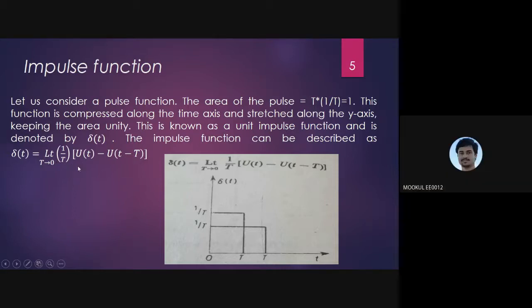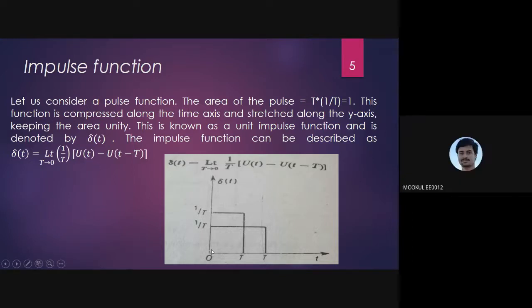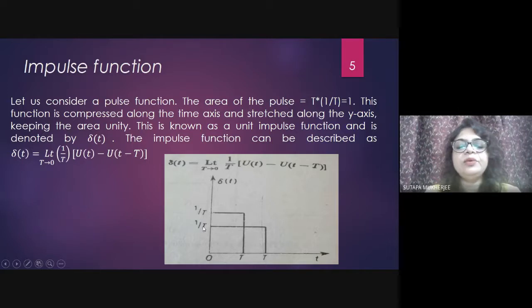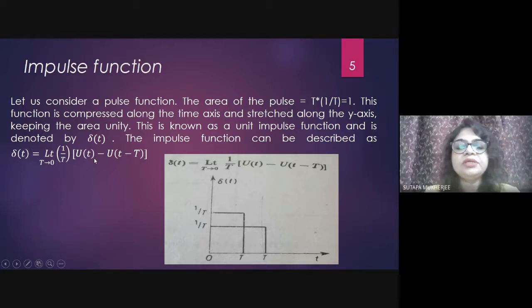Do you remember the step function? That was k u(t). What is the k value here? 1 by T. And what will be the value here? u(t minus T), because it starts from the time interval capital T.